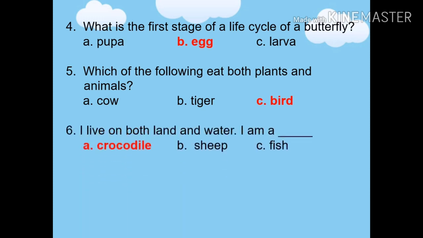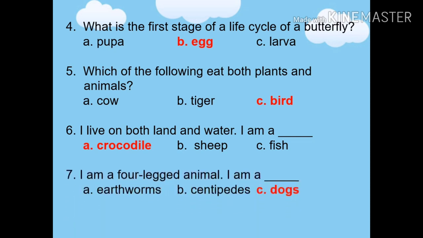Number 6. I live on both land and water. Very good. Letter A, crocodile. Because a crocodile can live both on land and in water. A fish lives in water only, and sheep they live on land only. Number 7. I am a four-legged animal. Yes, the answer is letter C, dogs. Because an earthworm has no legs and a centipede has many legs.